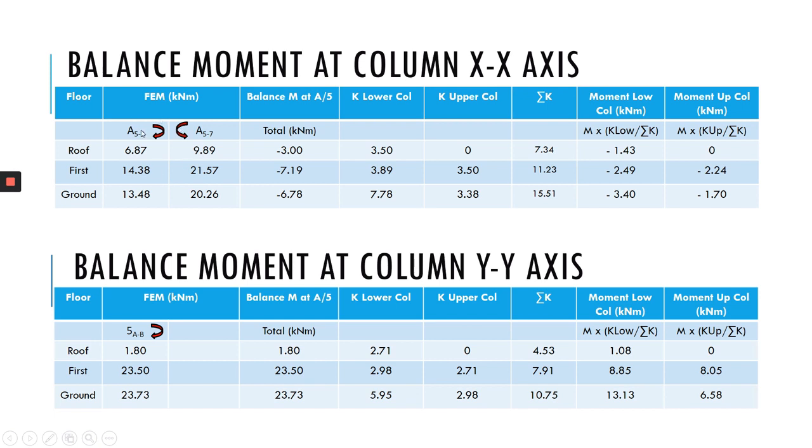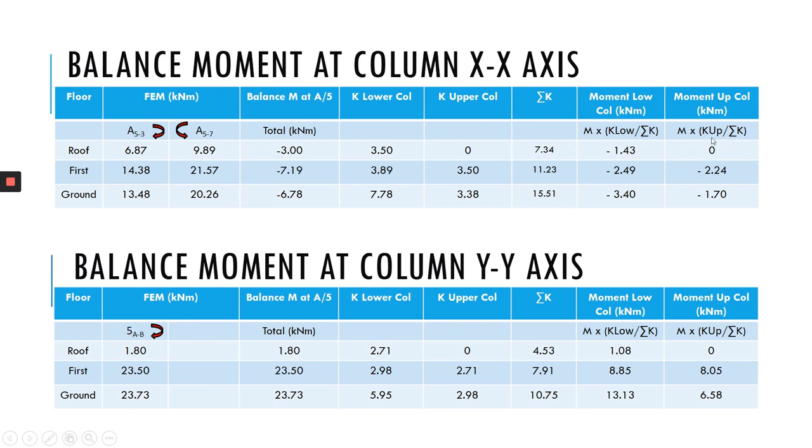So here are the fixed end moment, clockwise is positive, anti-clockwise negative. Okay, so here the balance moment is equal to 6.87 minus 9.89, you will get negative 3. So same goes to the rest. You have to calculate the same one. Okay, and then this is the K of the lower column and K for the upper column that you have calculated before. And then this is the summation. And then for the moment of the lower column is equal to M, which is negative 3, times the K of the lower column 3.5 divided by summation of K, which is 7.34, you will get this answer.